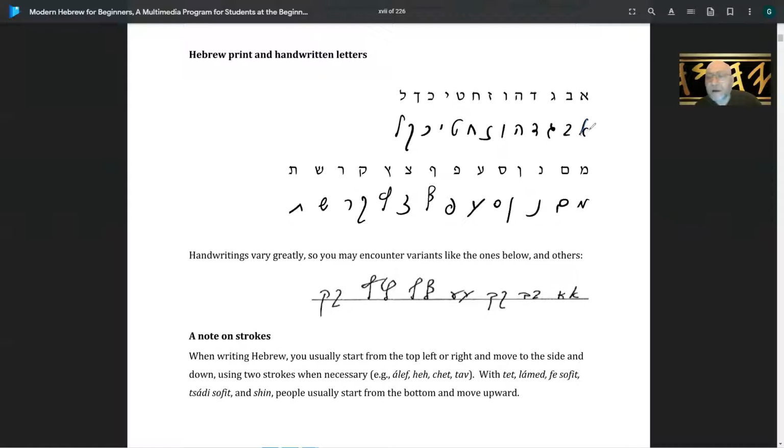Okay, so Aleph, Bet, Gimel, Dalet. Oh, that's probably a sloppy Dalet. Aleph, Bet, Gimel, Dalet, Hey, Vav. That's the one I was looking for. Zayin. Well, I got the Zayin, Chet, and the Tet is the one. Okay, so it's Tet, Tet, Tet, Tet.